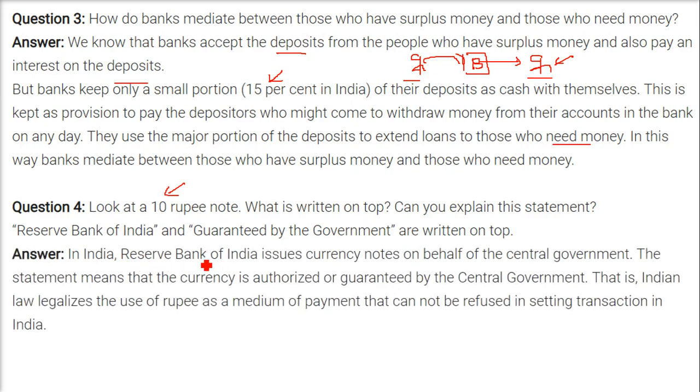So in India, the RBI, or Reserve Bank of India, issues all the currency notes which we have on behalf of the central government. The statement means that the currency is authorized and guaranteed by the central government, the government of India. That is, the Indian law legalizes this rupee, or the use of this 10 rupee note, as a medium of payment that cannot be refused by anyone in settling transactions in India.